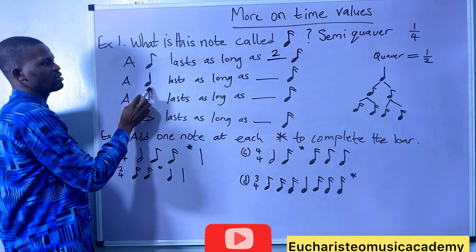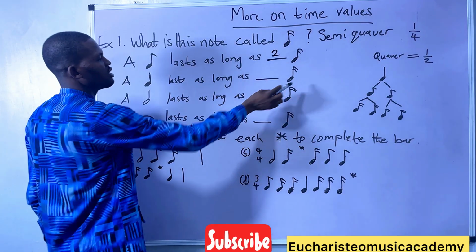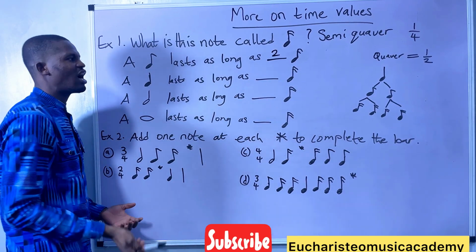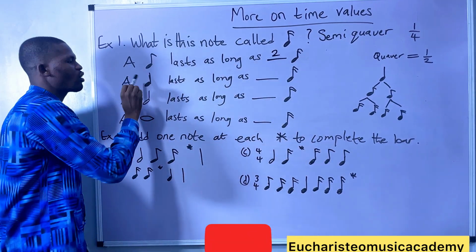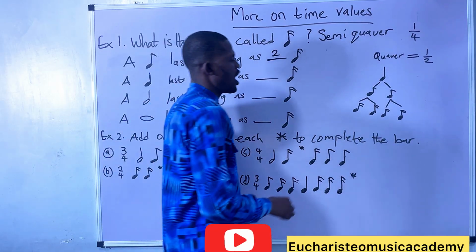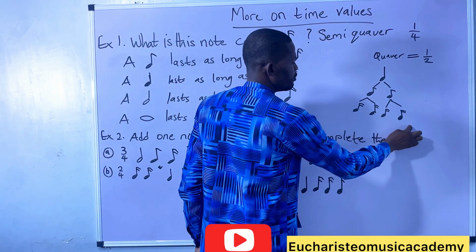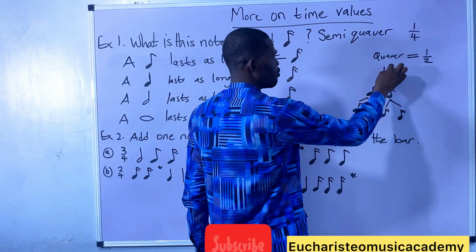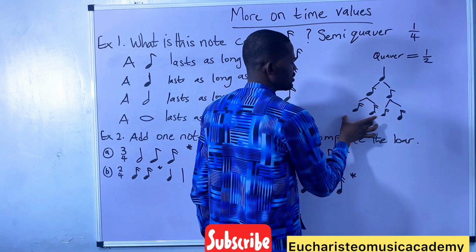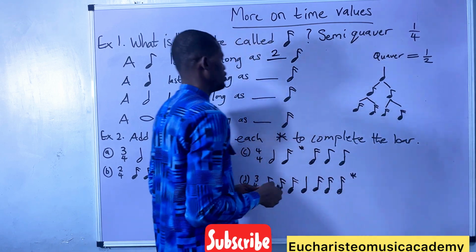A crotchet lasts as long as dash semiquaver. That is to say, how many semiquavers make up one crotchet? Four semiquavers make up one crotchet. 4.